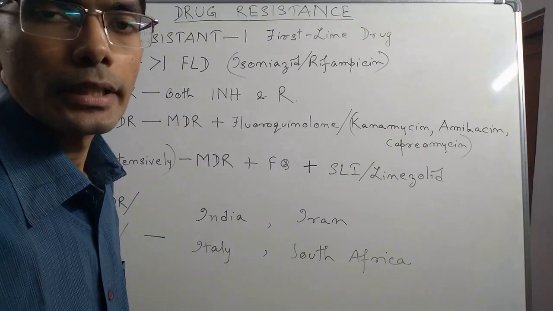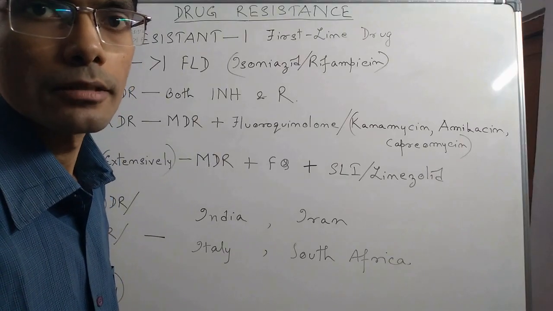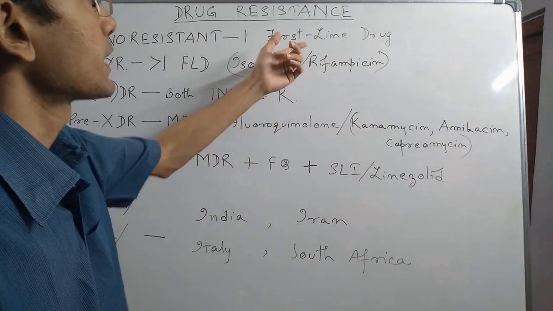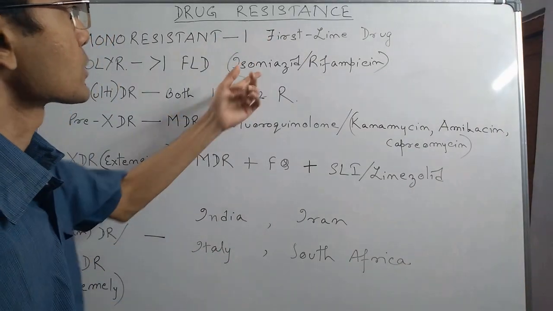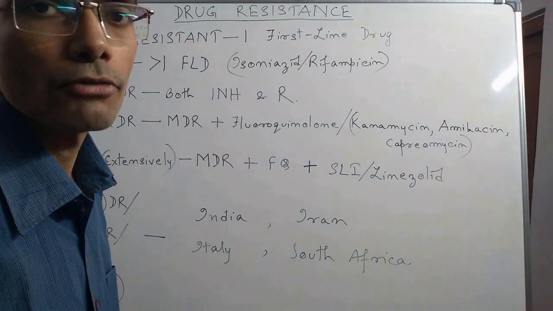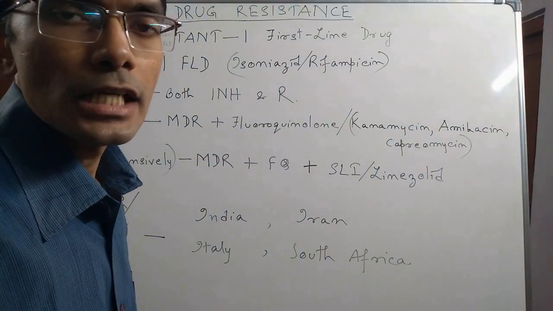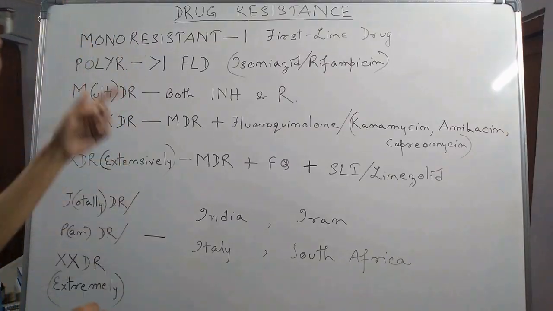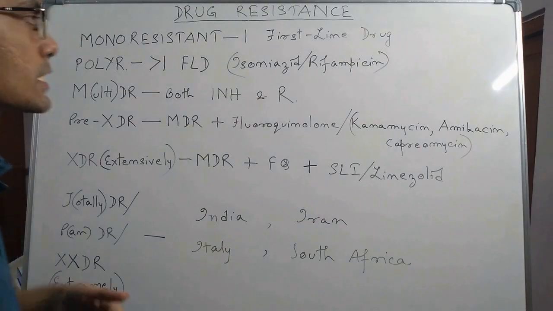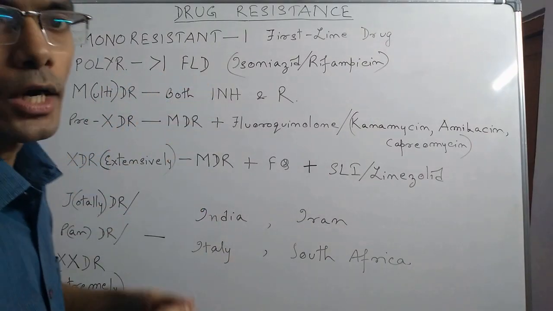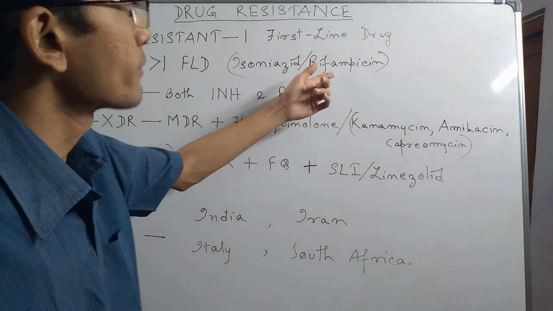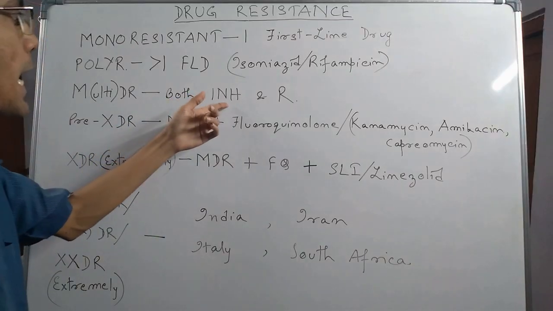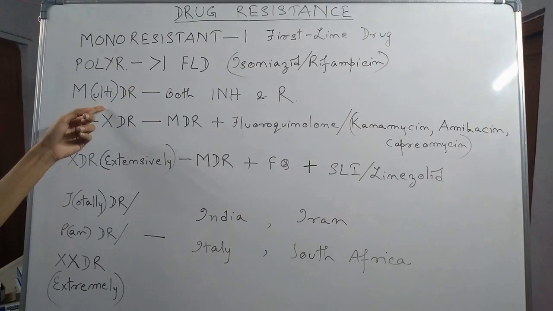Lastly, it's time to get acquainted with the terms that describe drug resistance patterns. Monoresistant describes the pathogen being resistant to one first-line drug. Drugs like isoniazid, rifampicin, and 3 others are first-line drugs. Pyrazinamide that we discussed in biochemical reactions is also a first-line drug. Polyresistant implies the pathogen is resistant to more than one first-line drug, one of which is either isoniazid or rifampicin, not both. Because if it is resistant to both isoniazid and rifampicin, it's called multi-drug resistant or MDR.